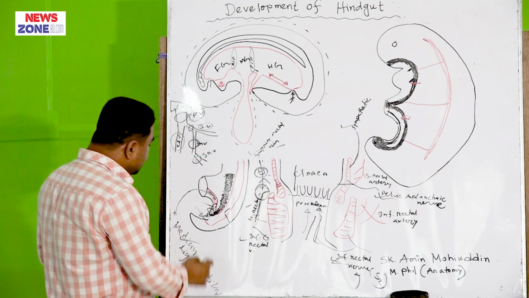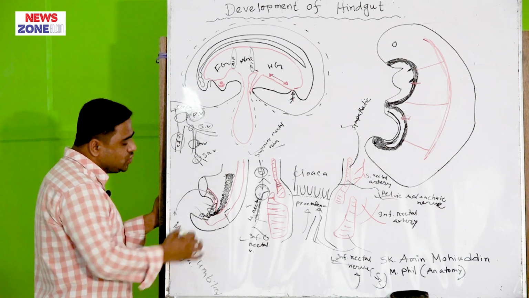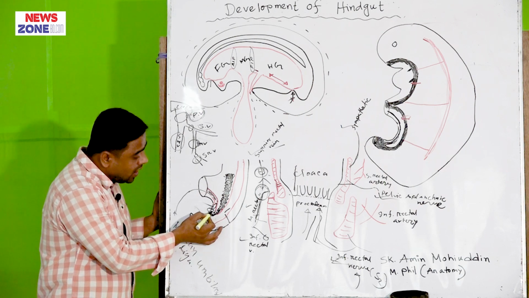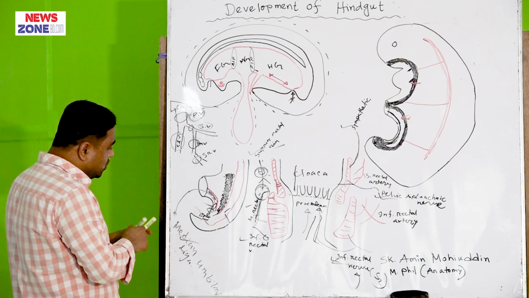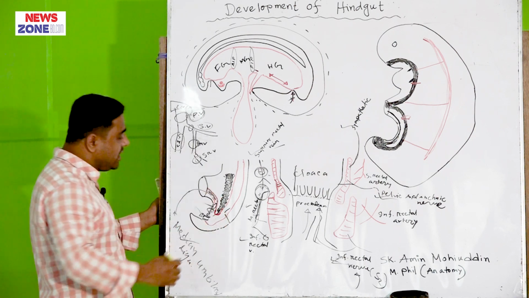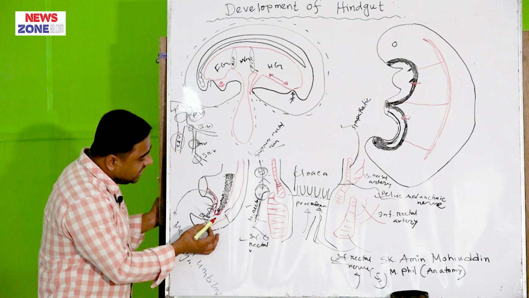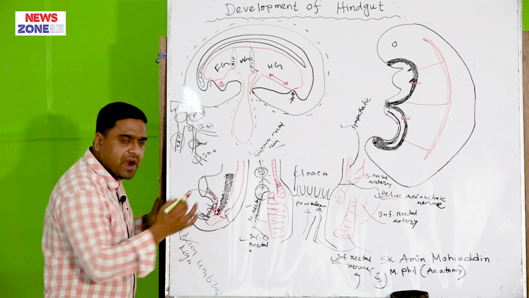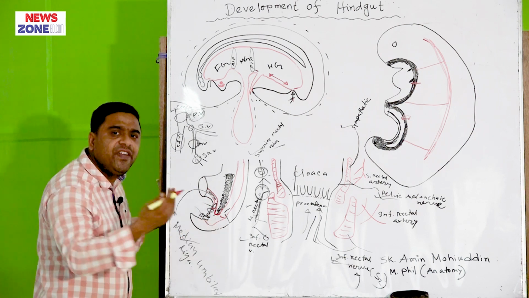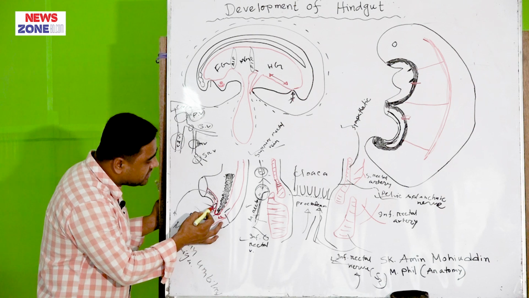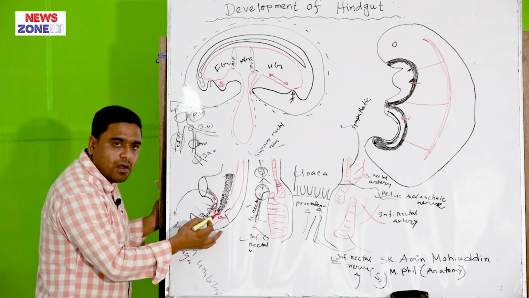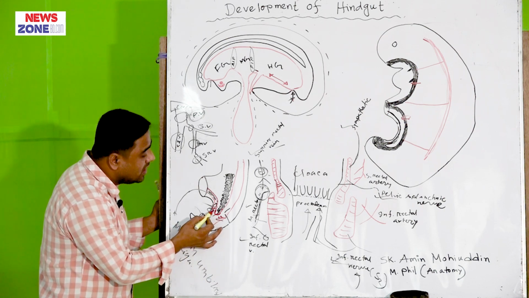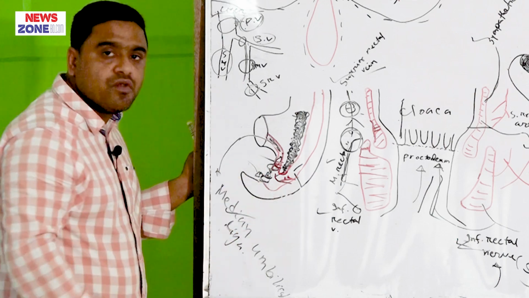And finally, at this cloacal membrane, what will happen if the urorectal septum does not fuse with the cloacal membrane? Then there is a communication between the anterior part of the cloaca and the posterior part of the cloaca. Then a fistula occurs between the rectum and the urinary bladder, and this fistula is called a rectovesical fistula, or a fistula occurs between the rectum and the vagina, and then it is called a rectovaginal fistula.